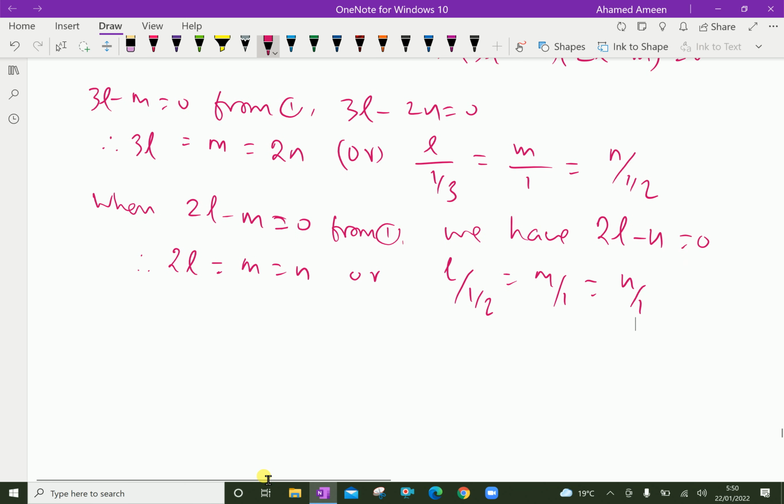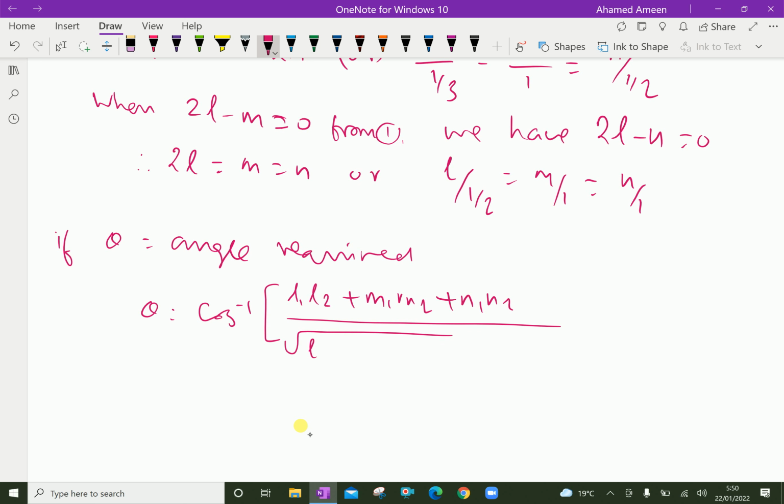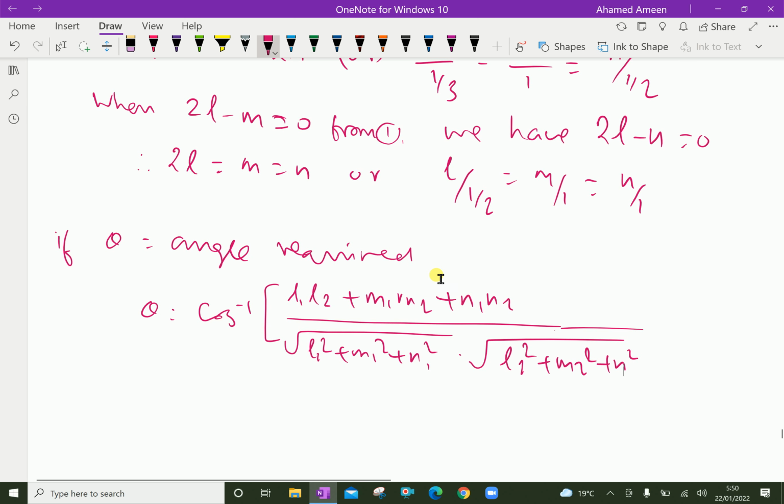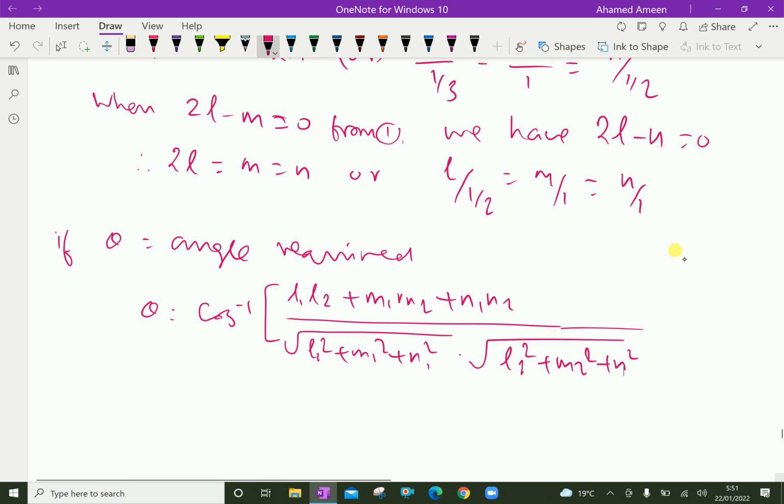Therefore, if theta is the angle required, theta equals cos inverse of (l1 l2 plus m1 m2 plus n1 n2) over the square root of (l1 squared plus m1 squared plus n1 squared) into the square root of (l2 squared plus m2 squared plus n2 squared). We apply the values: 1/3, 1, 1/2 as l1, m1, n1. Here l2 is half, m2 is 1 and n2 is 1.